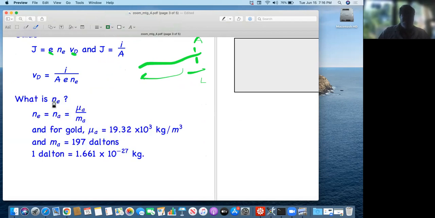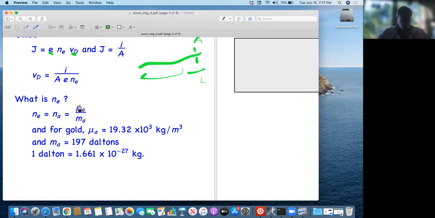So what's the density of conduction electrons? Well, for most metals and for gold, there's one conduction electron for each atom. So the density of electrons is the same as the density of atoms. And you can figure out the density of atoms from the mass density. It's the mass density, the number of kilograms per unit volume, divided by the mass of a single atom.